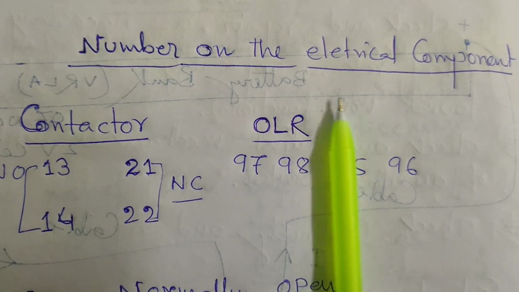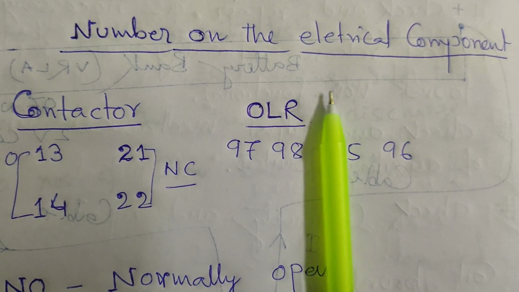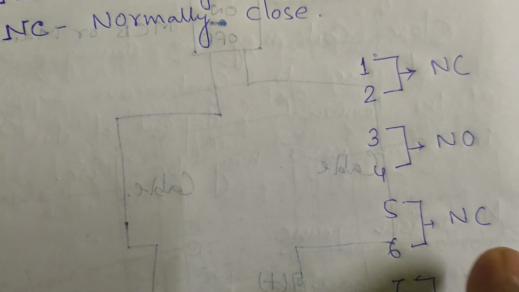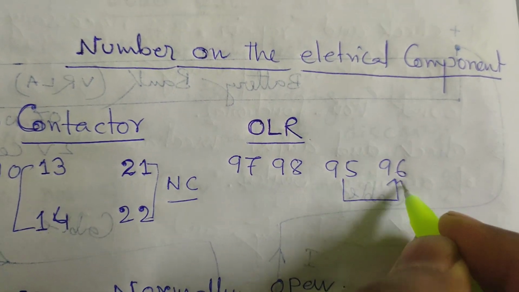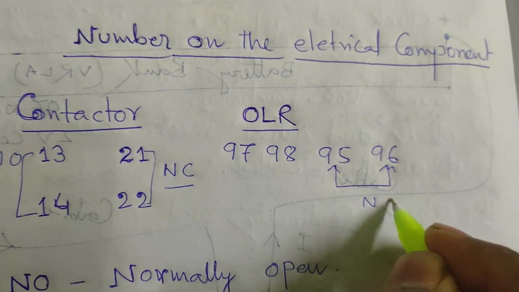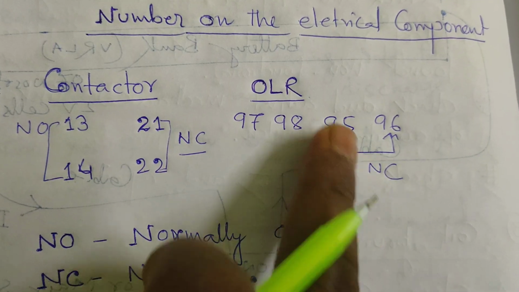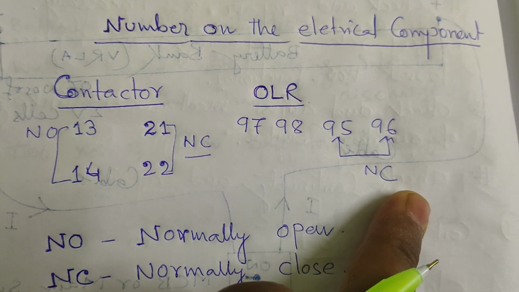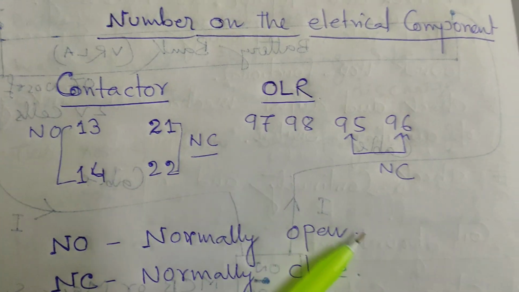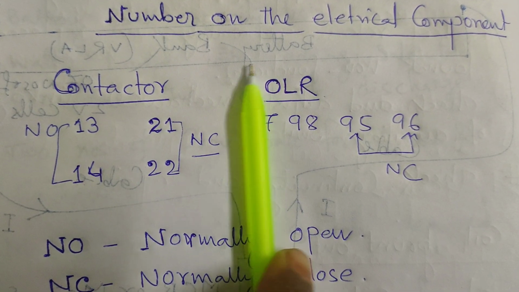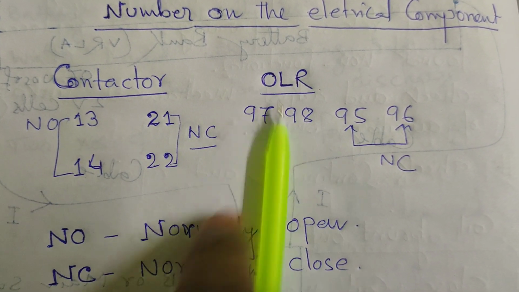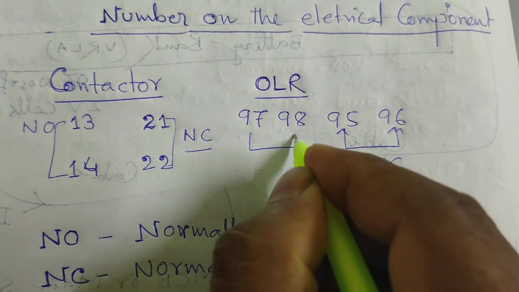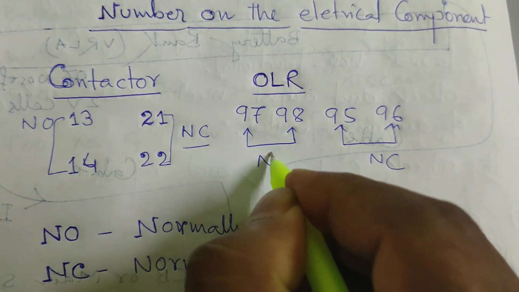First, 5 and 6. Just remove the first digit. You see here 5 and 6. From this basic idea, 5 and 6 is the NC contact. So 95 and 96 are the NC contact. And for 97 and 98, if you remove the 9, the first number, you see 7 and 8. So 97 and 98 are both NO contacts.